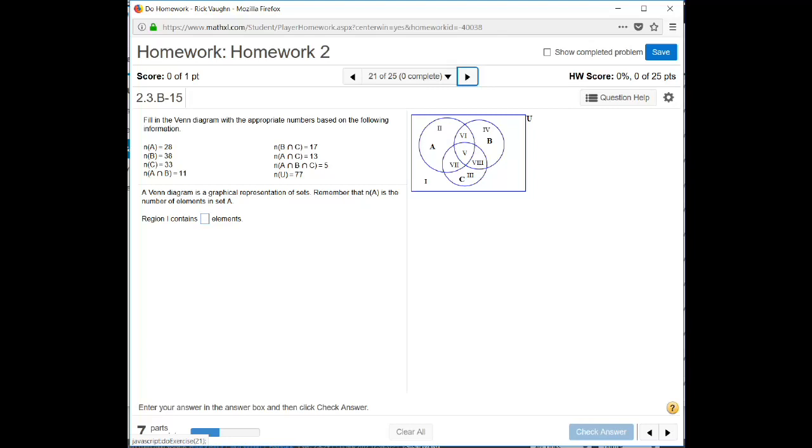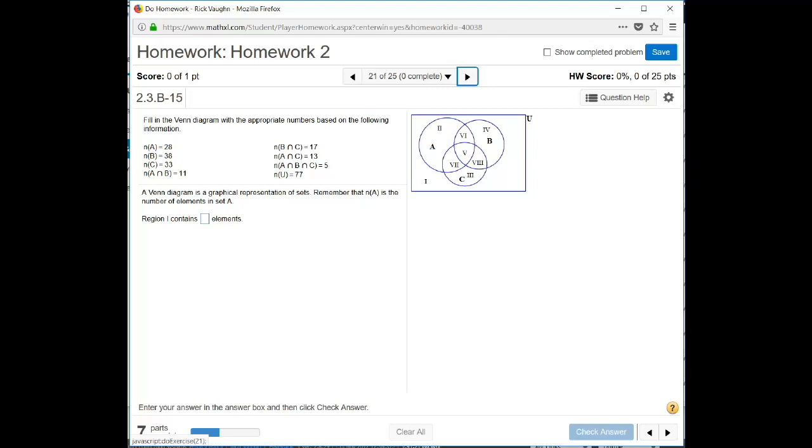Now we're ready to go back. Now that I know all 3 of these, I can figure out the parts that are left over in A and in B and in C: regions 2, 4, and 3. I'll go back to the number of elements in C, which has to add up to 33. We know that this one is 5, this one's 8, and this one is 12. That totals 25 out of the 33. So if I take 33 minus 25, region 3 down here is going to have 8.